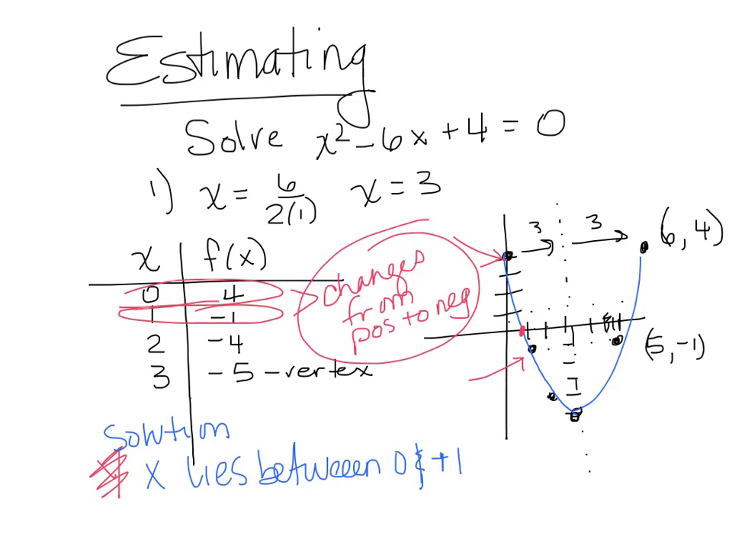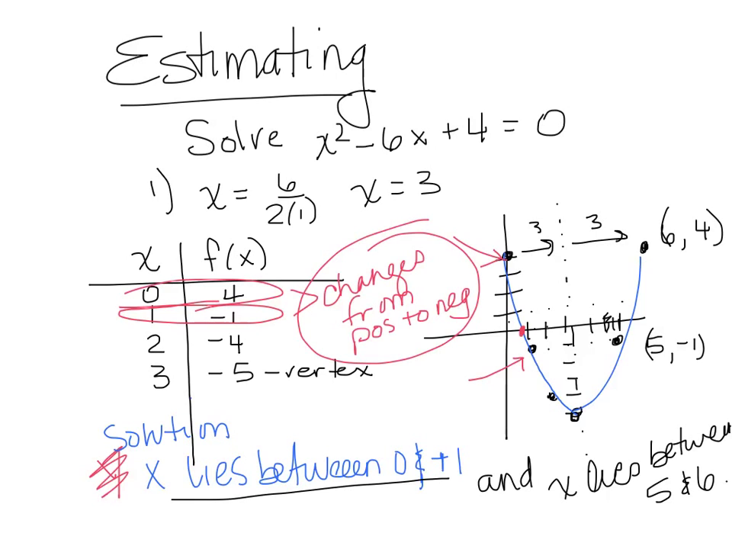Now I know x lies between 0 and 1, and the second x lies between 5 and 6. That's kind of estimating. Maybe I'll say it's about 0.5 and about 5.5. So that's solving by estimating.